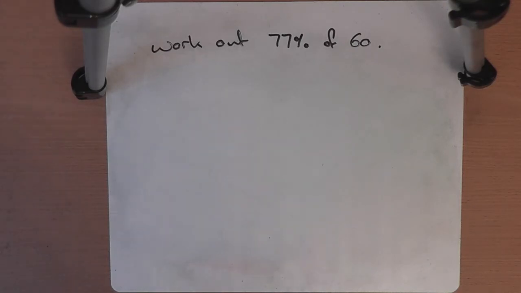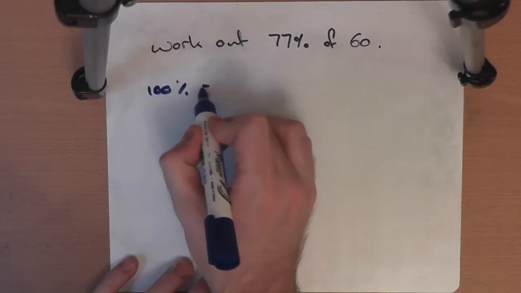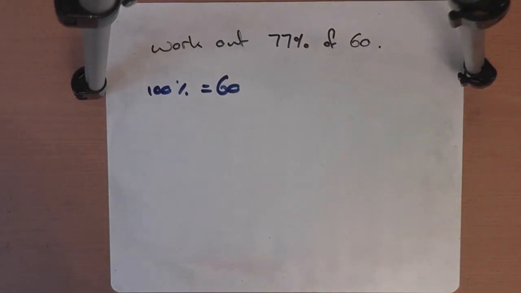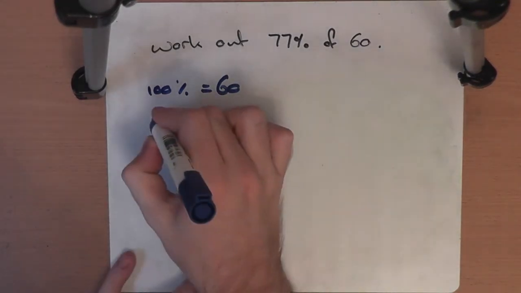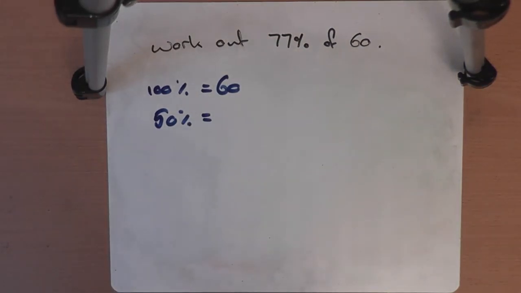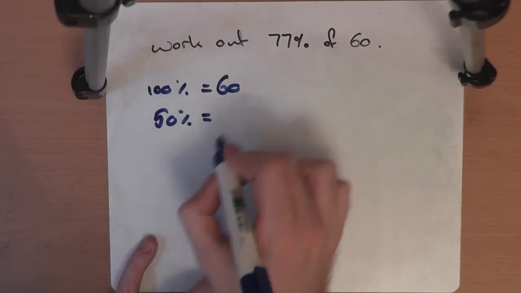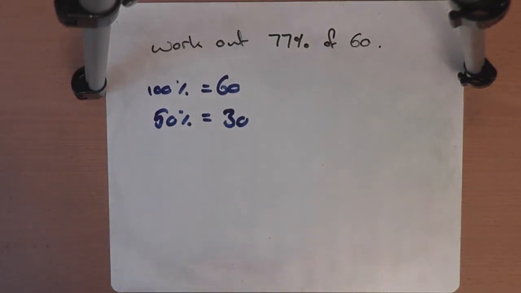So, different percentage, different number, but we could still go about things in the same kind of way. We could find those nice, easy percentages, and we could then build them up into the 77 in some way. So we start with our 100%. Now, 100% is everything, which means that 100% must be the 60. We can use that 100% to find, easily enough, 50%. How do we find 50%? Well, we divide by 2, because 2 50s make up 100. So if 100% is 60, then 50% must be half of that at 30.